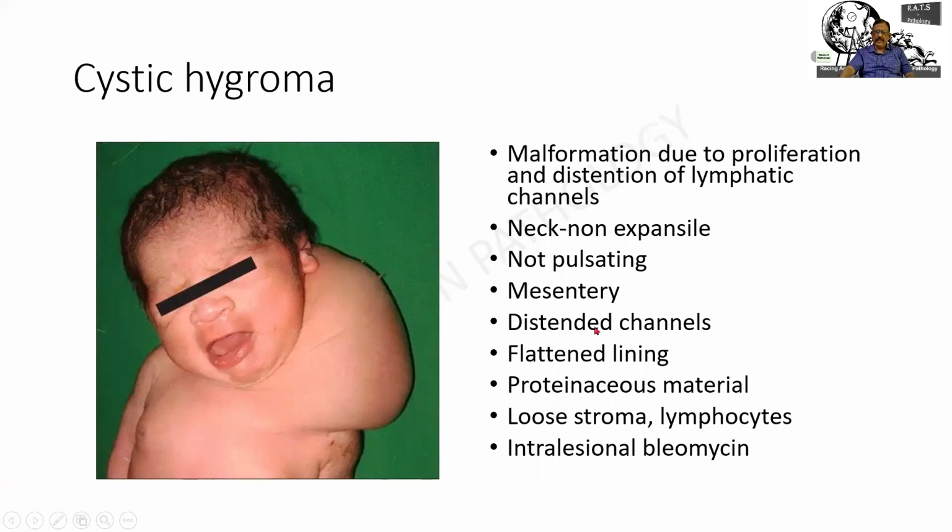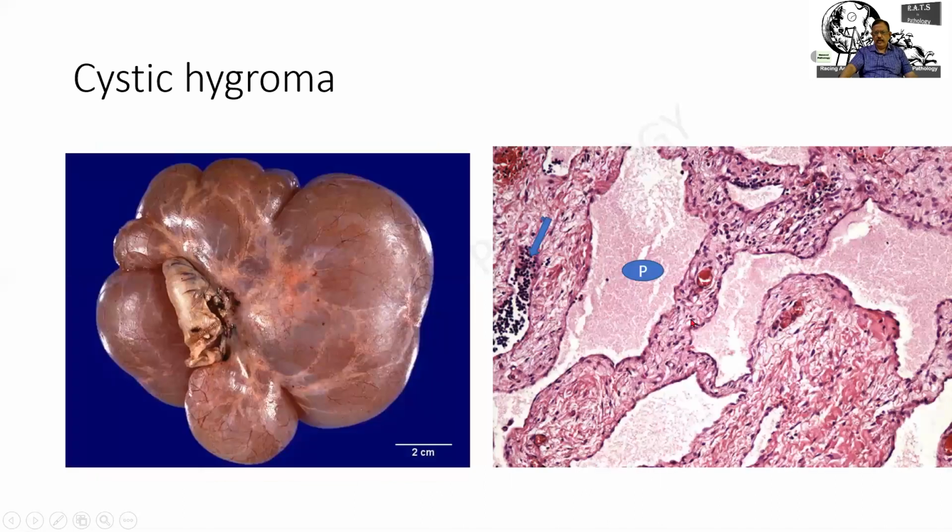It is composed of distended channels lined by flattened cells. It contains proteinaceous material or lymph. Lymph itself is a filtrate of the plasma. So look at this one.